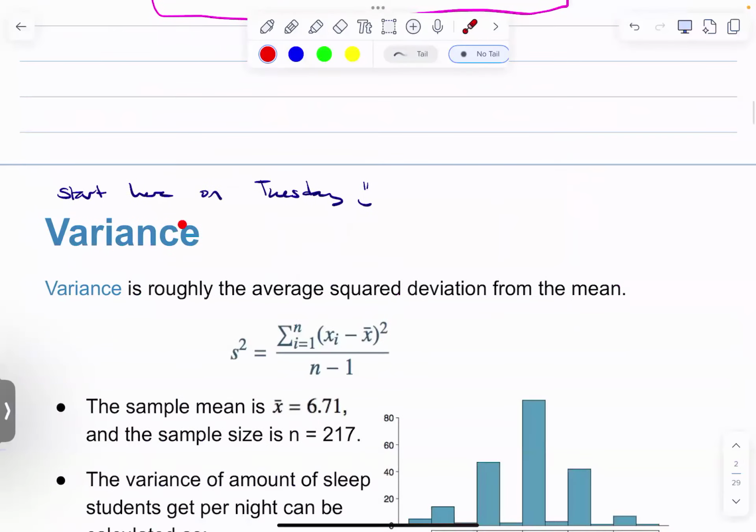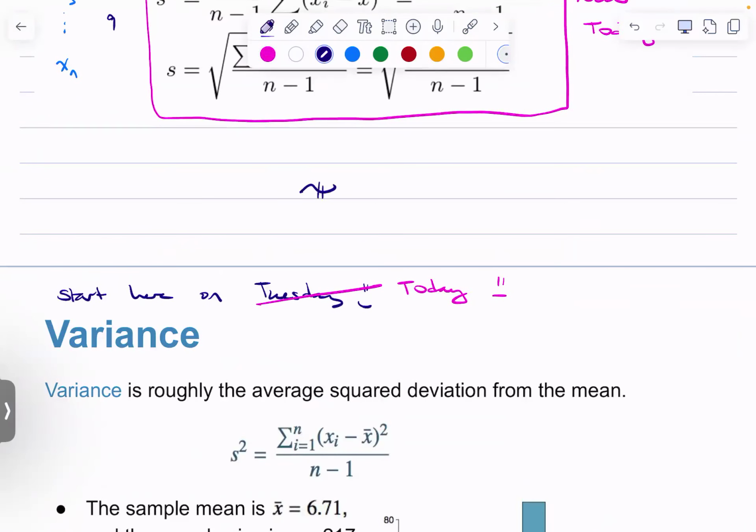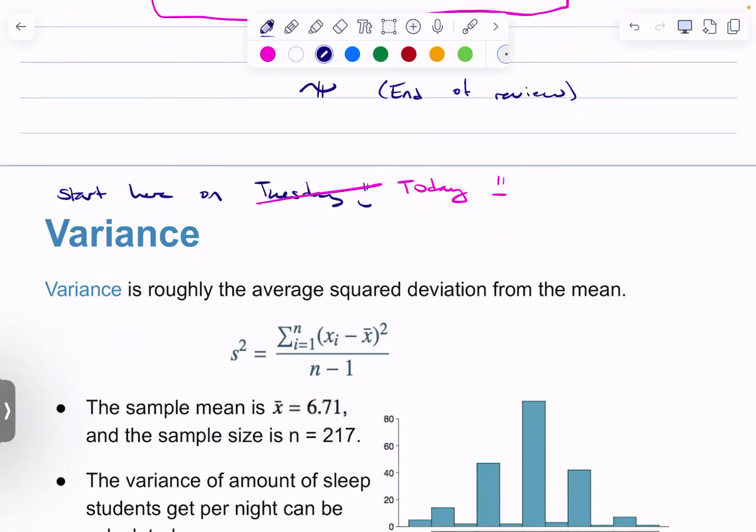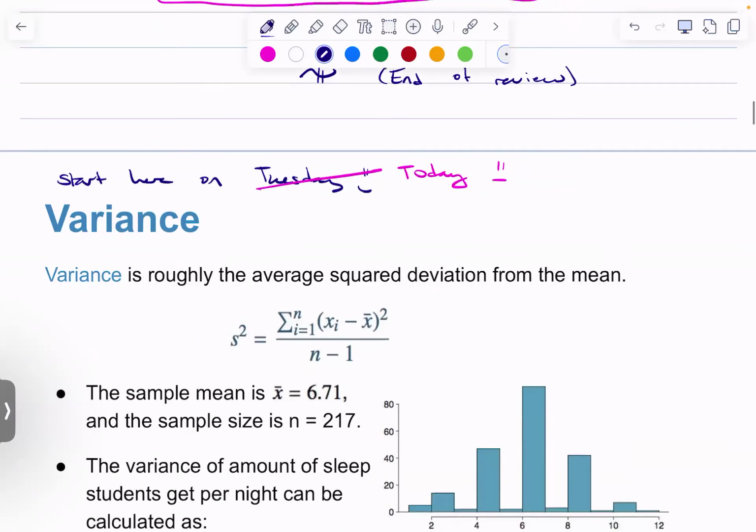So here we said start here on Tuesday. Well, here we are on Tuesday. Today. I'll call this the end of the review, when I do that little tilde, but sometimes I forget, so hopefully it's obvious once you've reached the end of the review. You'll see why I need to do fresh for the variance and the standard deviation, because they're kind of big.